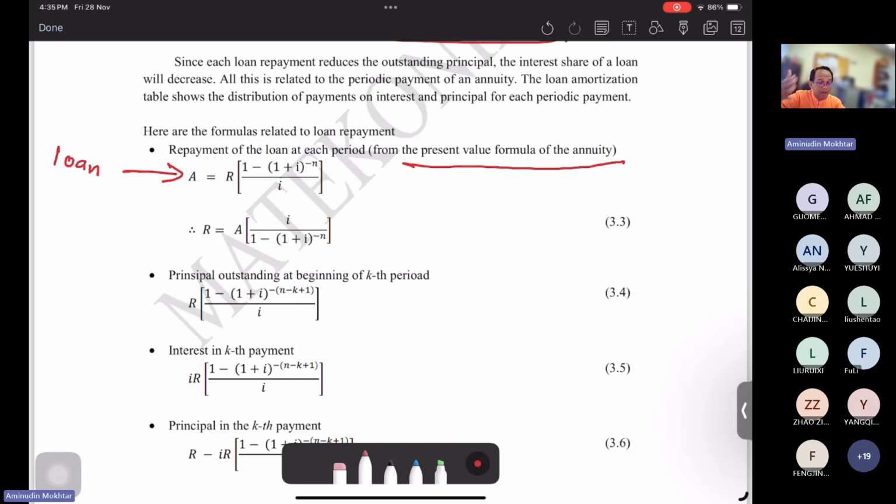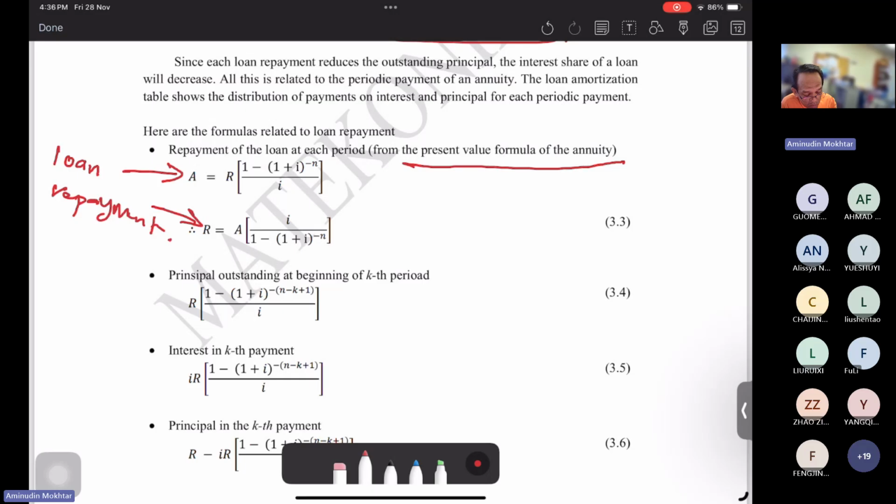But you need to pay back to the bank in the future. Every month, there is a certain amount that you need to pay back to the bank: the principal plus the interest. The loan is A, and R is the monthly repayment, which we call the repayment amount. The bank will apply this formula to calculate the monthly repayment, and from that amount, the bank will decide which part is for interest and principal.